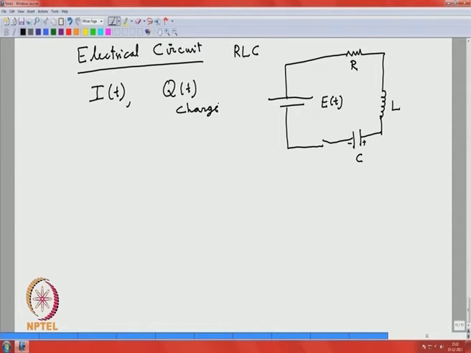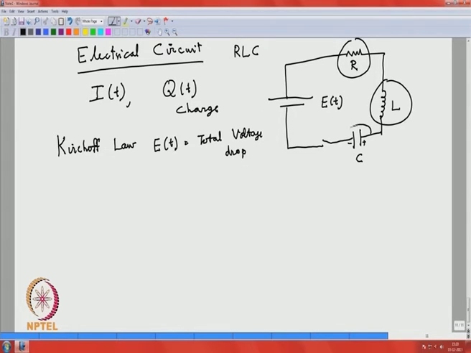This is a closed circuit, simple closed circuit. So, you apply Kirchhoff's law. I told you the correct physical laws you have to apply. So, you have the Kirchhoff law. It exactly tells you that E(t) is the total voltage drop. You have to understand the voltage drops across all these elements, and then you are through. You write down that one, and that is simple.